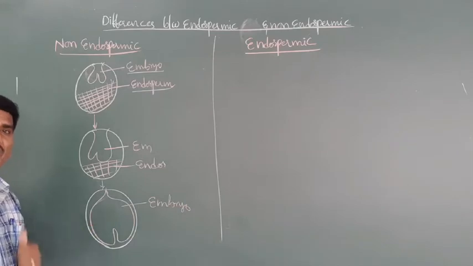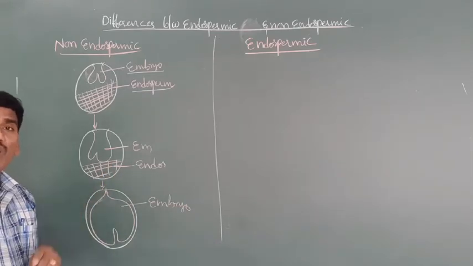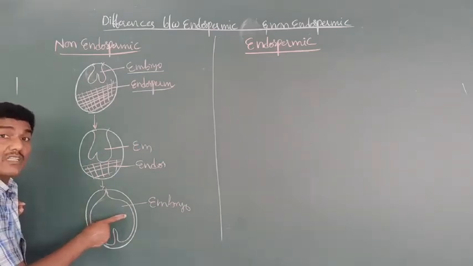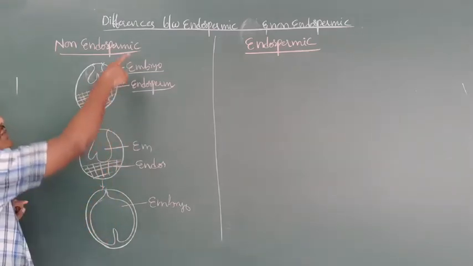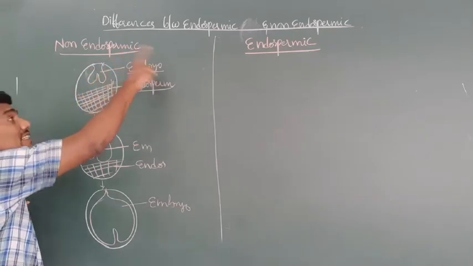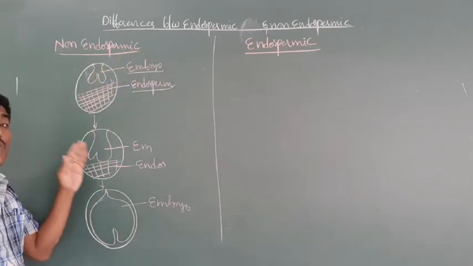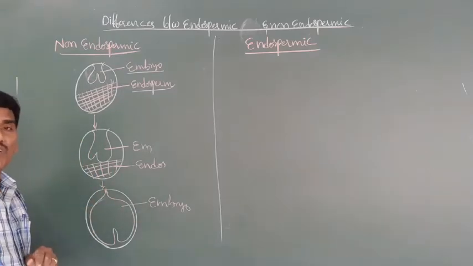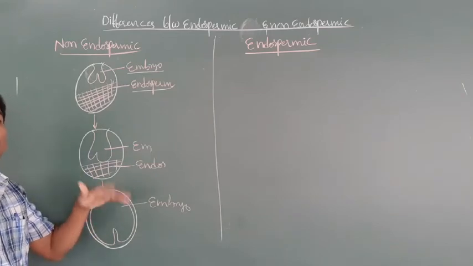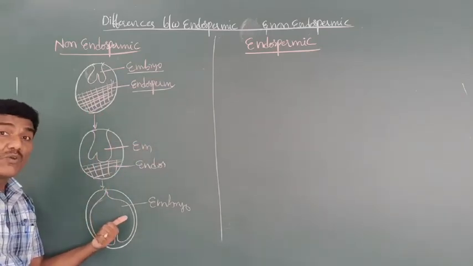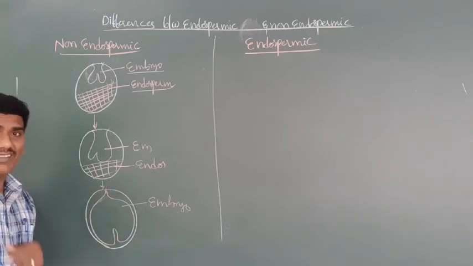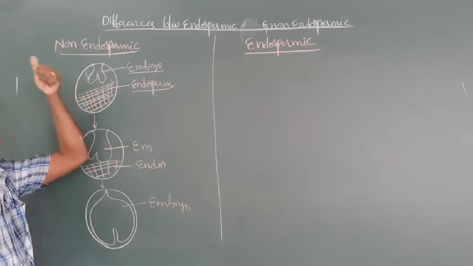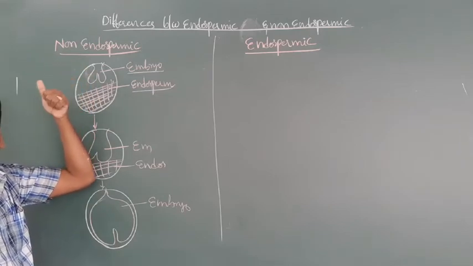What is the definition of non-endospermic? The endosperm is completely utilized for the development of the embryo. That type of seeds are called non-endospermic seeds. Here the endosperm is completely consumed by the embryo. There is no endosperm inside the embryo sac.